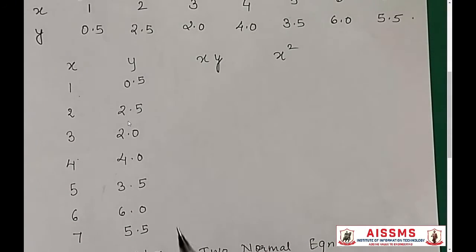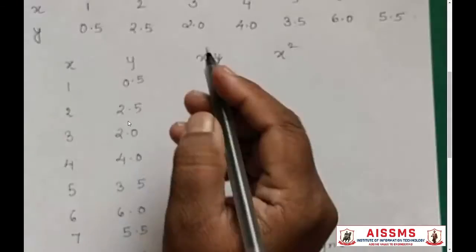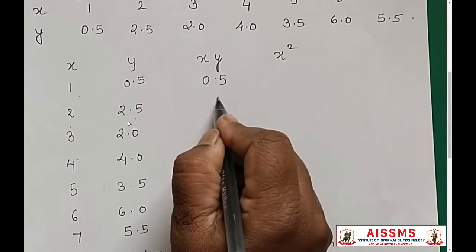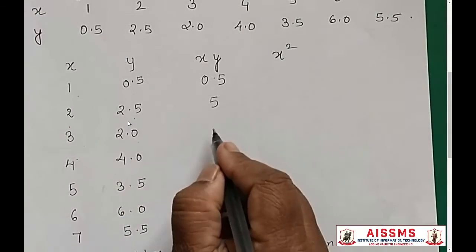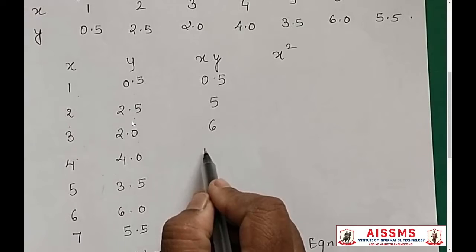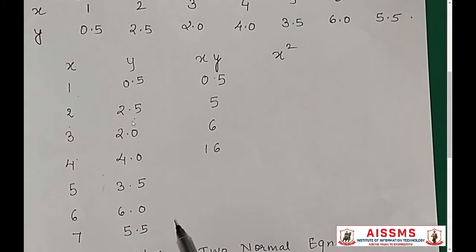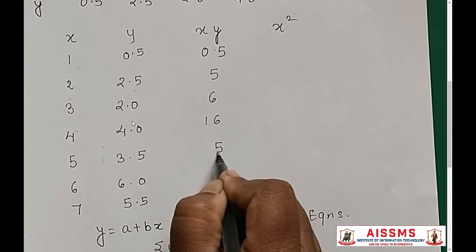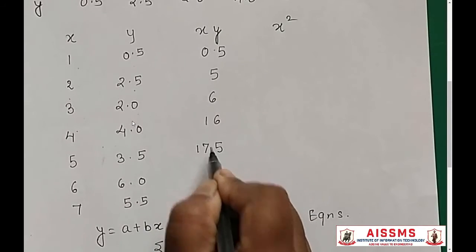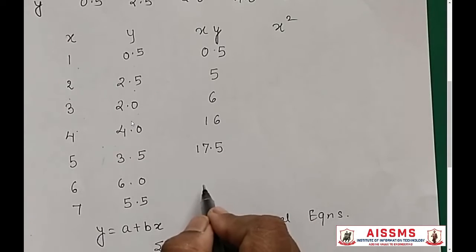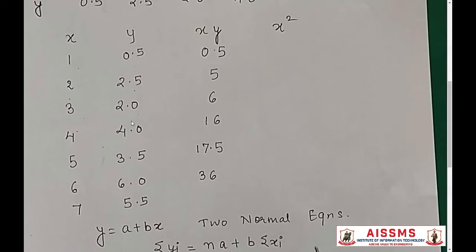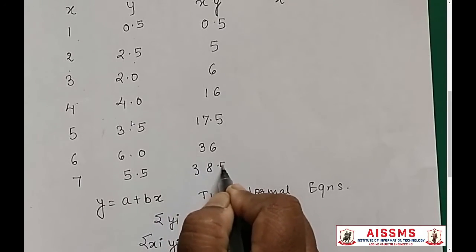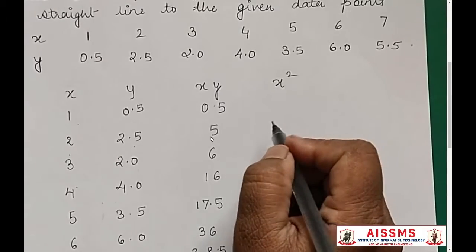When you do the multiplication, you can see 1 into 0.5 is 0.5. 2.5 into 2 is 5. 2 into 3 is 6. 4 into 4 is 16. 3.5 into 5 is 17.5. 6 into 6 is 36. And 7 into 5.5 is 38.5.